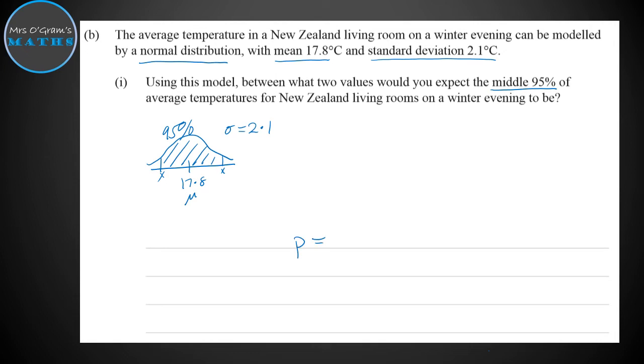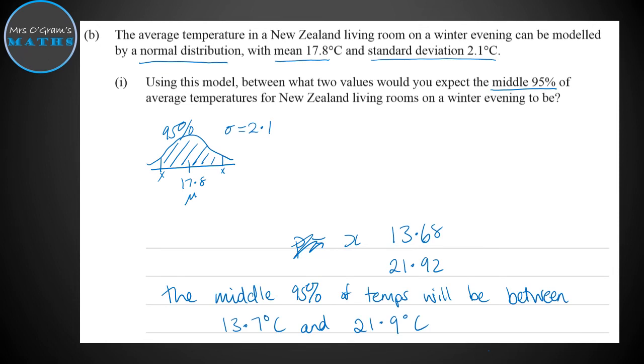And you'll get the x values are equal to 13.68 and 21.92. So write that as a sentence, that the middle 95% will be between 13.7 and 21.9 degrees Celsius.